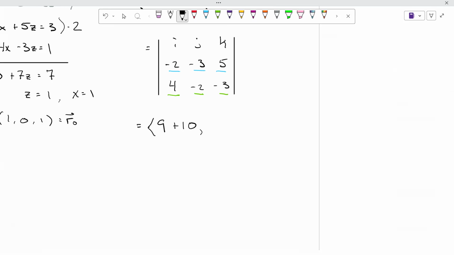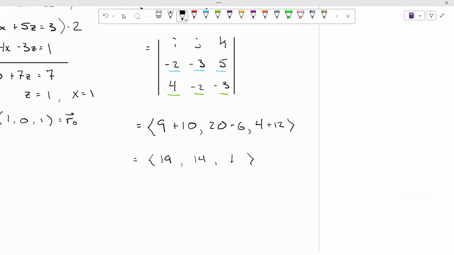Next up, my j component, I've got 5 times 4 is 20, minus 2 times 6 is 6, so 20 minus 6. Then for my k component, -2 times -2 is 4. Minus -3 times 4 is -12, so that becomes plus 12. All together, 19, 14, 16.